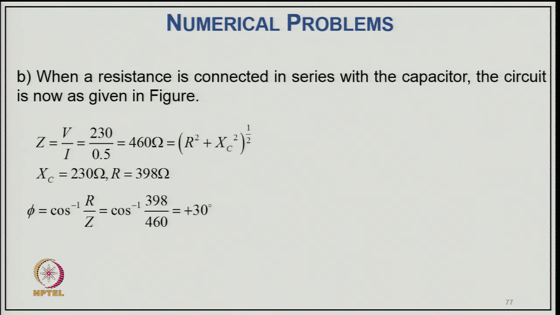So, R upon Z, or cos inverse 398 upon 460, that comes to 30 degree positive, which means you can call it the current is leading by 30 degree in this RC circuit.